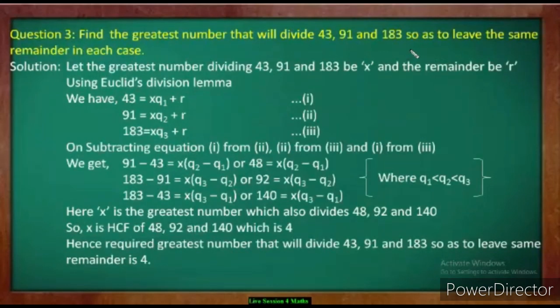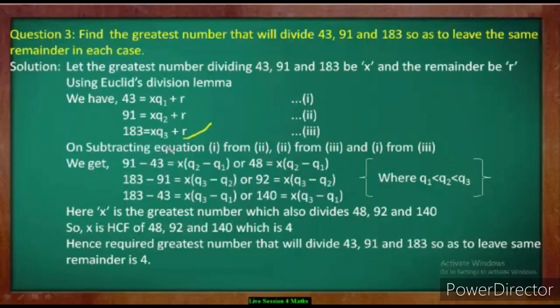Let me take this problem now. We have to find the greatest number which will divide 43, 91 and 183 so as to leave the same remainder. Let the greatest number be x and the remainder r. We can write 43 as x times a quotient plus the same remainder, and likewise for 91 and 183.